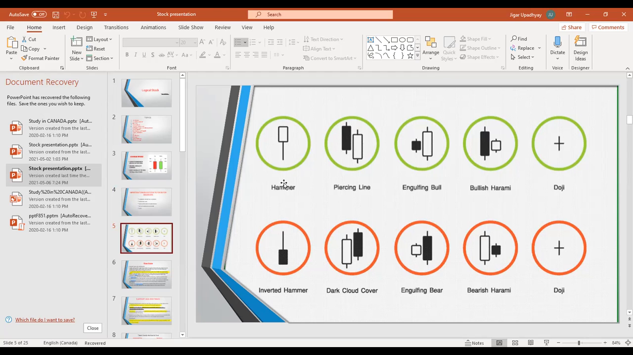If you see the piercing line, what does the piercing line mean? There is a bearish candle, and then a bullish candle comes and closes above at least 50% of the previous candle. We're going to check each and every candle on the chart, so don't worry if you don't understand anything.